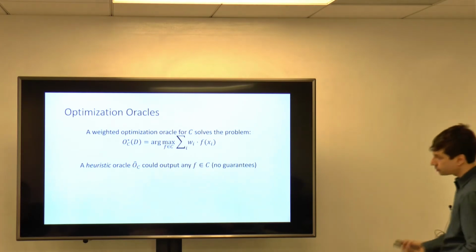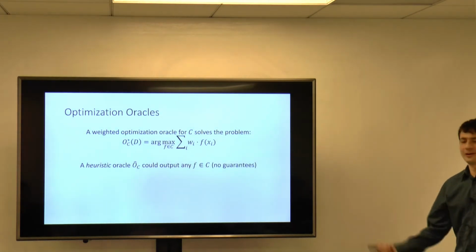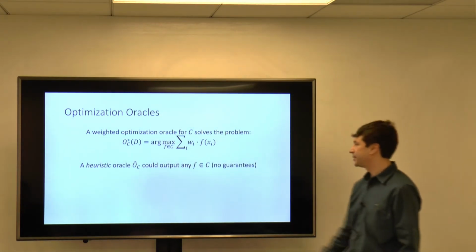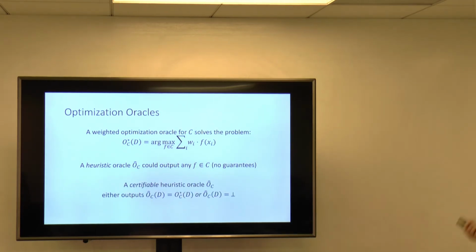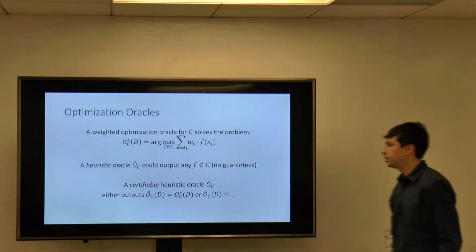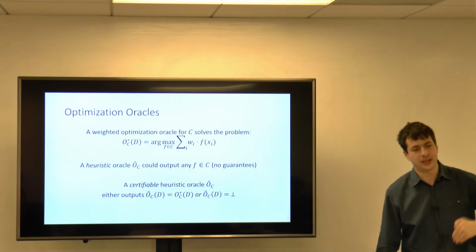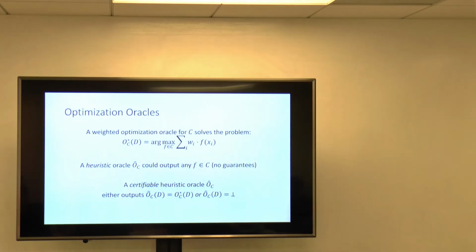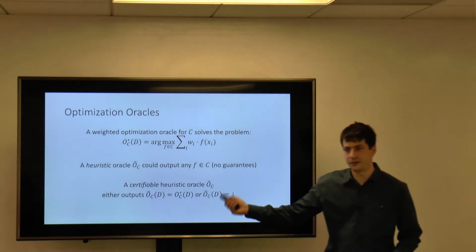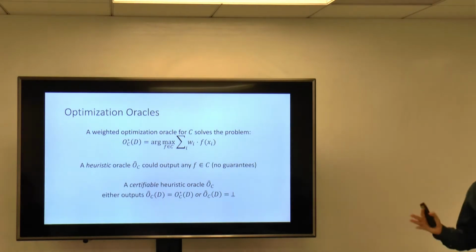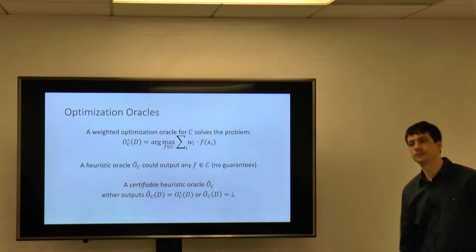Okay, now ultimately, I don't have oracles. I'll have heuristic oracles, which are just arbitrary functions. They purport to be oracles, but probably they're not. They're going to output any function in the class C. And playing a special role in what I'm going to talk about are what I'm going to call certifiable heuristic oracles. These are oracles that might fail to solve the problem that I give it, but I will know when they fail. So these are oracles that either will output the correct solution, the value of the actual optimal solution, or they will say, I give up, the problem was too hard, can't do it.